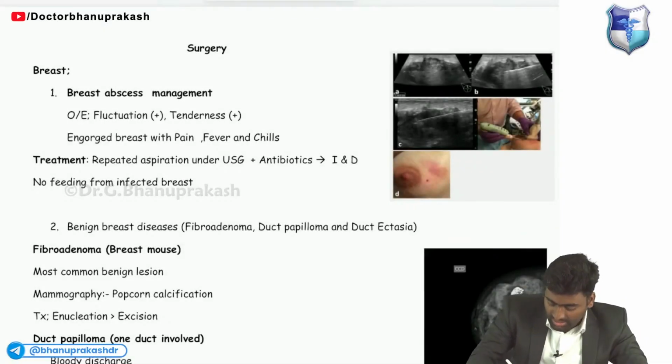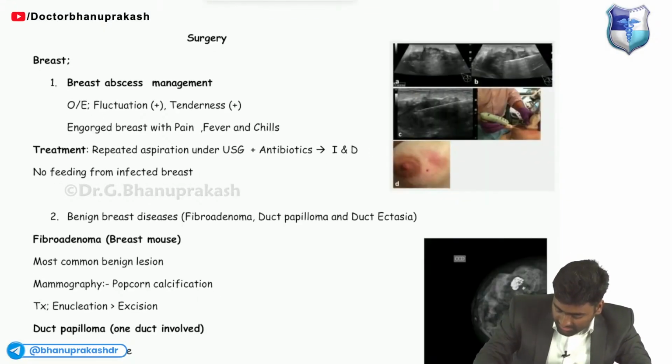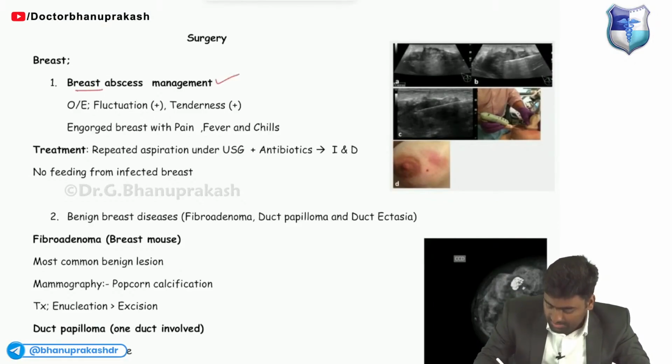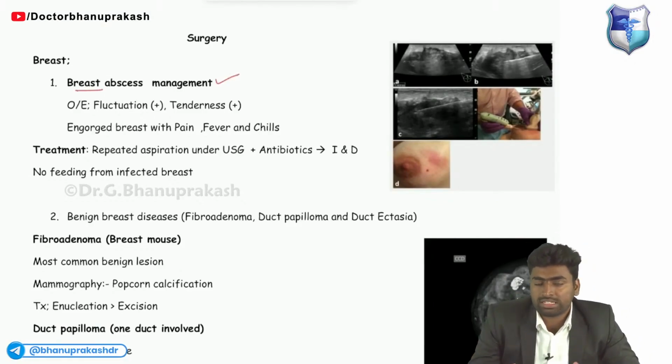We'll start with the session. It's our surgery part. And in surgery, first they will ask you about this condition which is known as breast abscess. Usually, they will describe this question with a history.